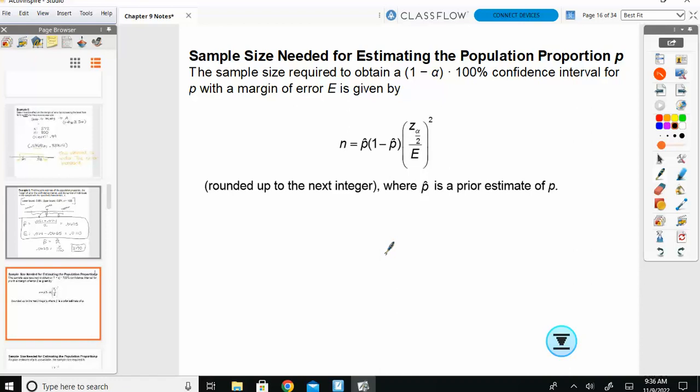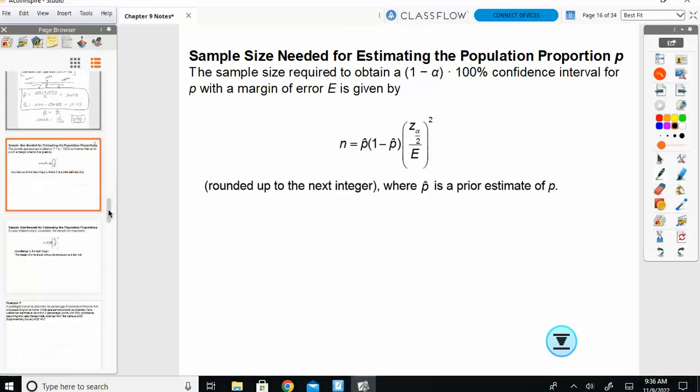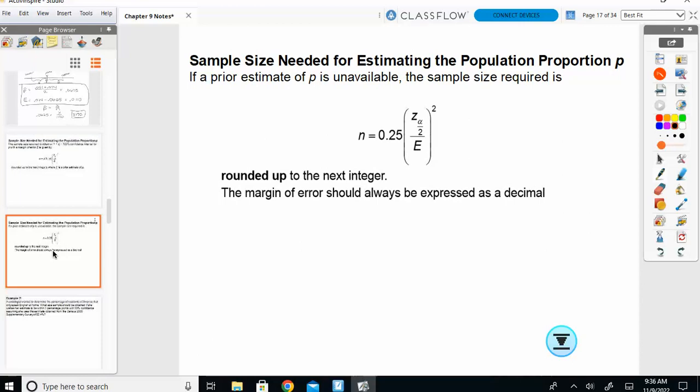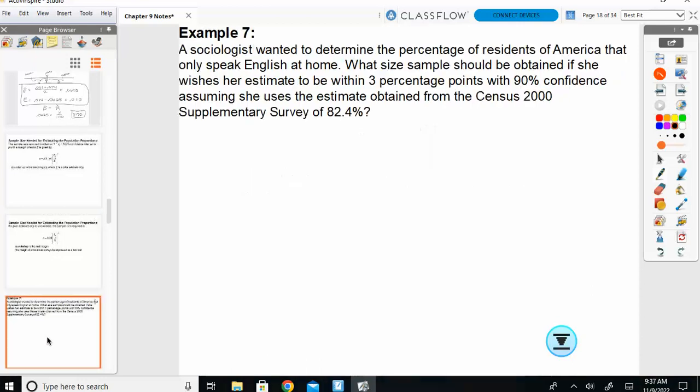We have two different scenarios. This first scenario is assuming that we have some prior data. So we might have a proportion from a previous study or something, in which case we would use that. The second one is what we would do if there is no prior data to go off of. And that is all stated in your formula sheet too. The first one you use if there's a p-hat. If there is no p-hat, we use the second one. So we'll just look at an example of that and then we're done.